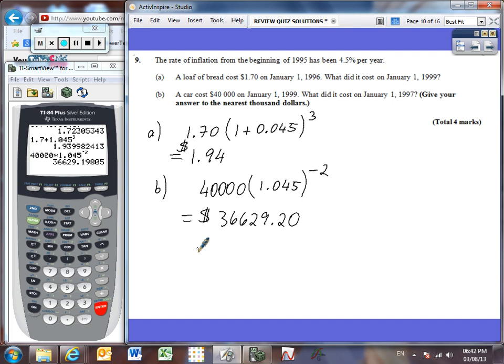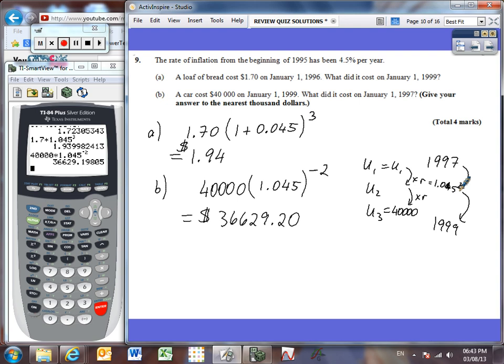Another way you could have done part B is by thinking about, okay, we've got some unknown value, let's call it U1, which represents the price of the car in 1997. And then a couple of years later, by the time we get to U3, we will now be at 1999. And we know what the 1999 cost is. It's 40,000. So our U1 cost has had to multiply by the R value twice. And we know that this R value is 1.045 because of the 4.5 growth rate.